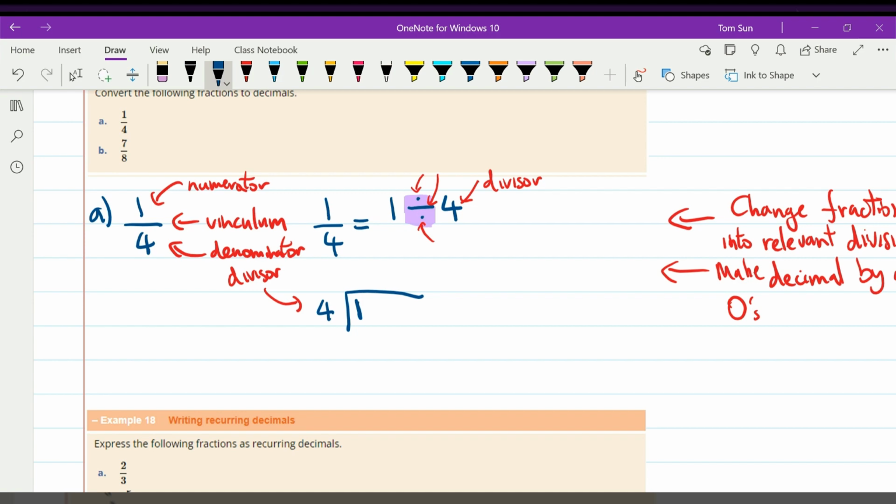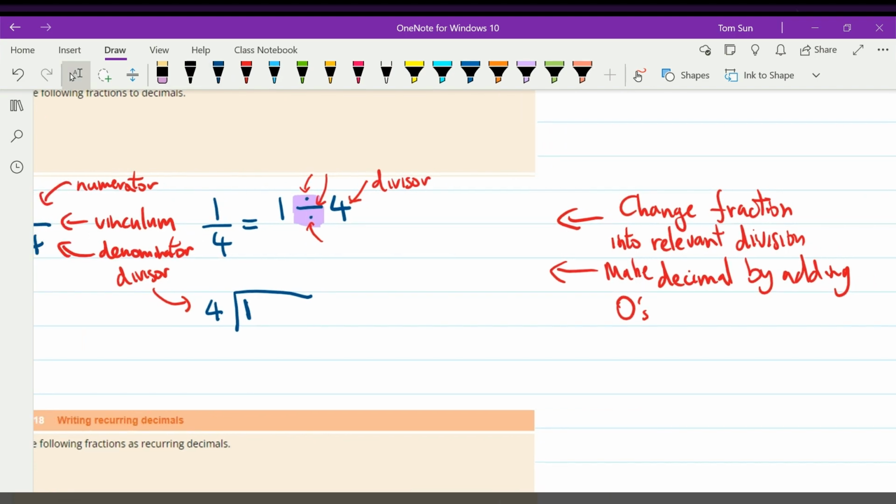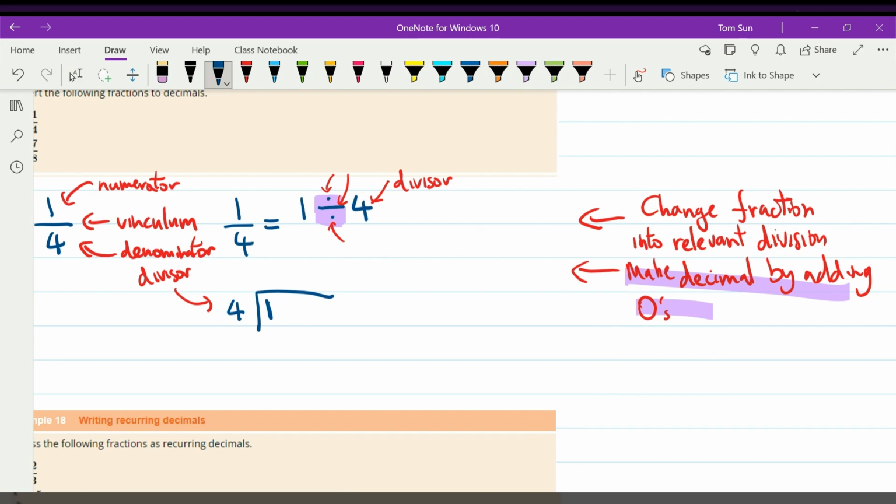Some of you should see a problem already. The problem is 4 doesn't go into 1 at all. So how do we actually get to a decimal number? Well, what you can do is make decimals by just adding zeros. You can read here, make decimals by adding zeros. Here's how you do it. We're going to go 1.00. We're just going to do that.